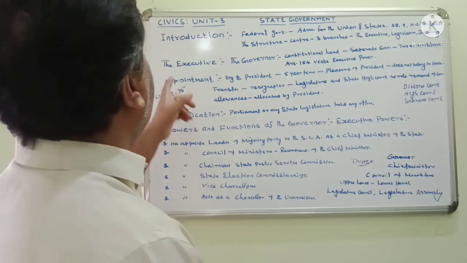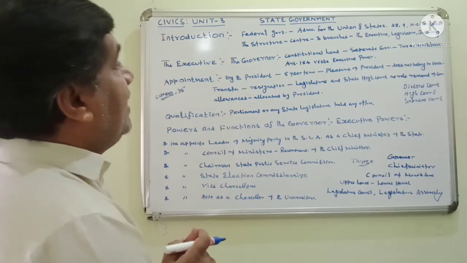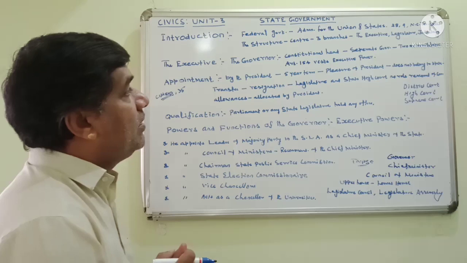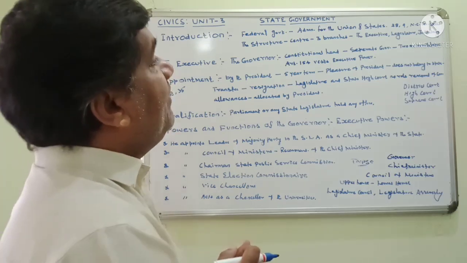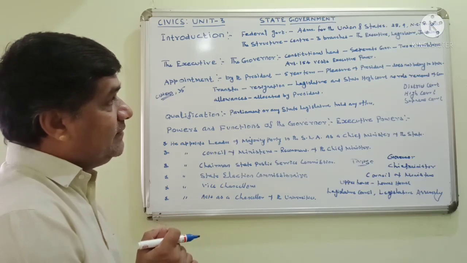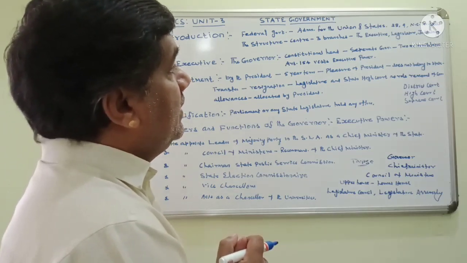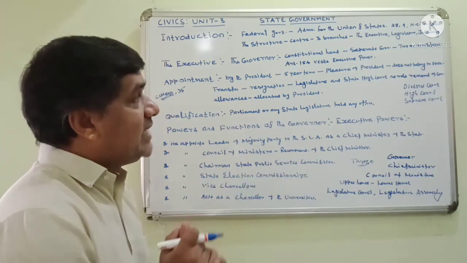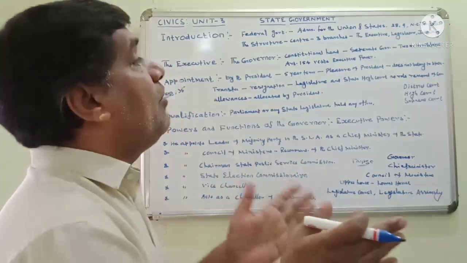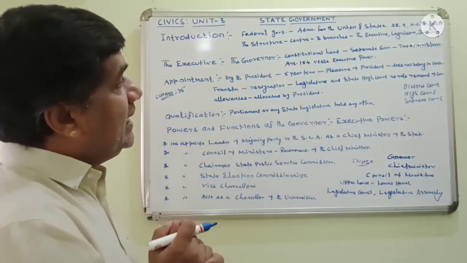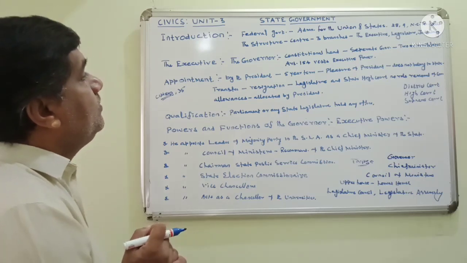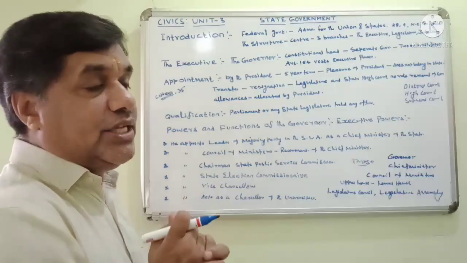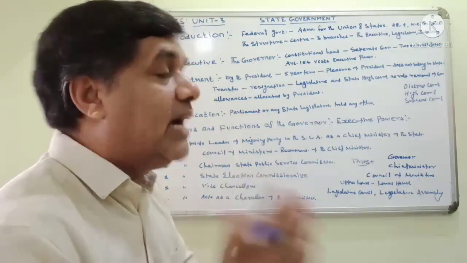Note it. The executive, the governor. The governor is the executive head and constitutional head of the state. Each and every state has a separate governor. With the pleasure of the president, a governor can look after 2 or more states, as the situation warrants. Under Article 154, the executive power is given to the governor. All the executive power goes to the governor only.